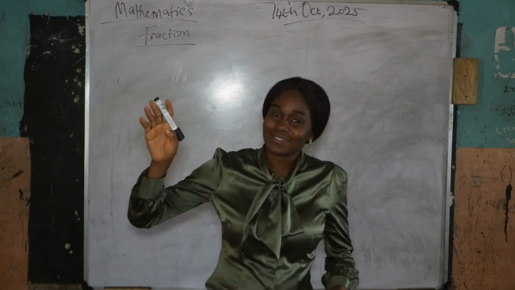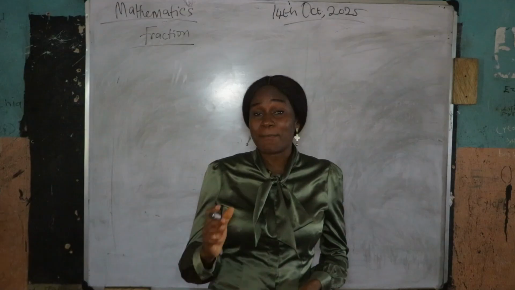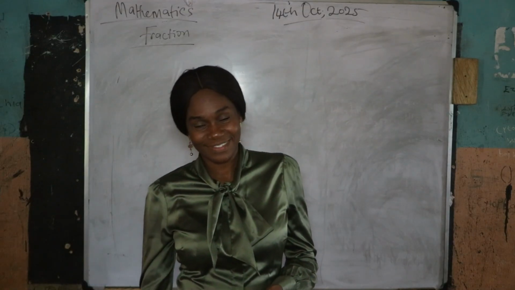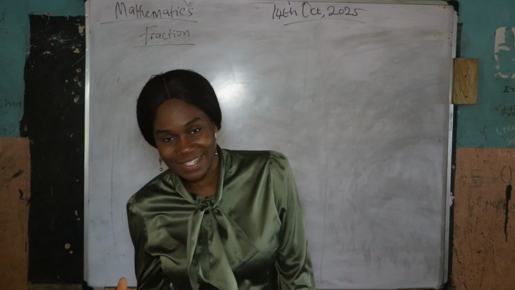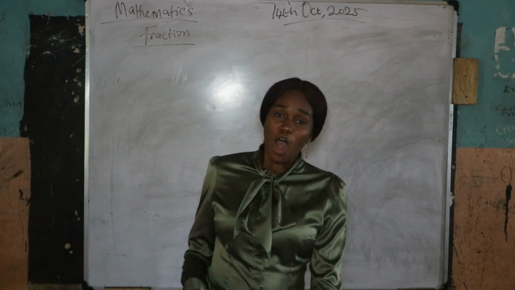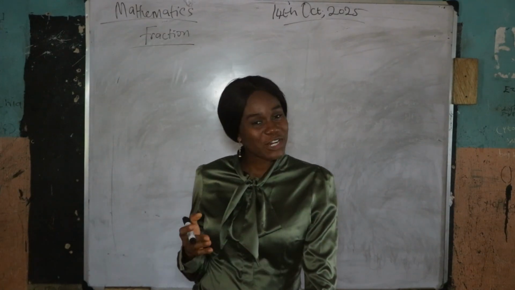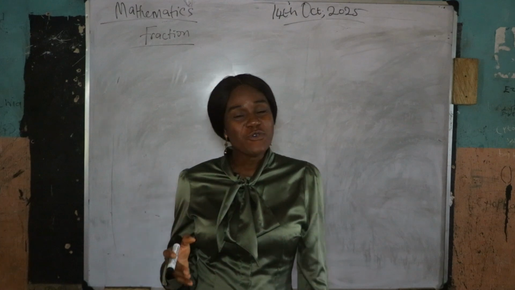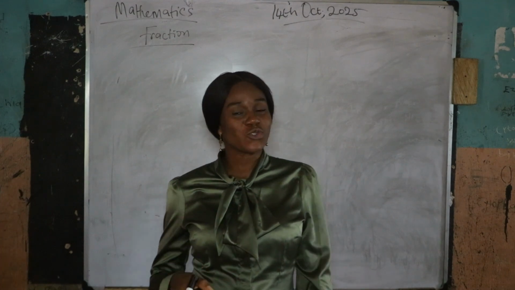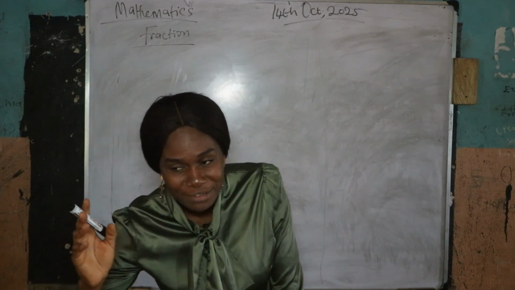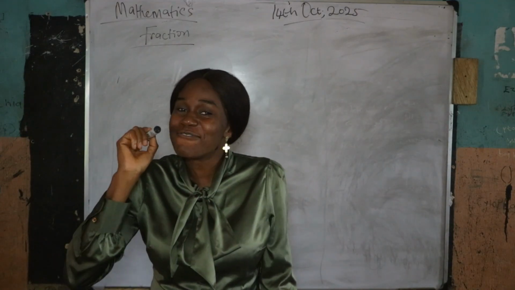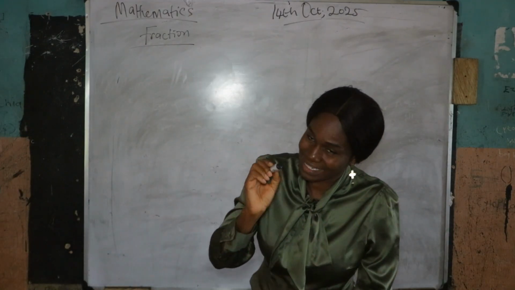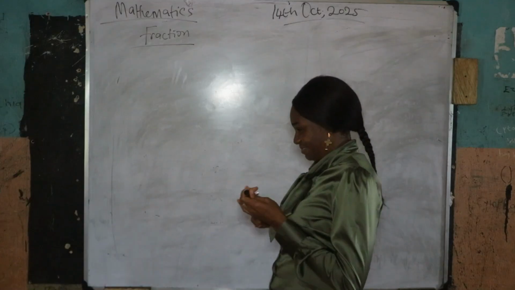What is a fraction? A fraction is a part of a whole, either a whole number or object. Also, you can see that fractions are gotten when you divide an object into many equal parts. Emphasis on that equal. Emphasis on the equal parts. What do I mean by that?